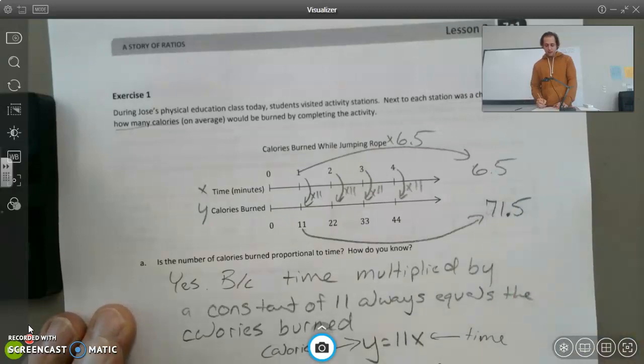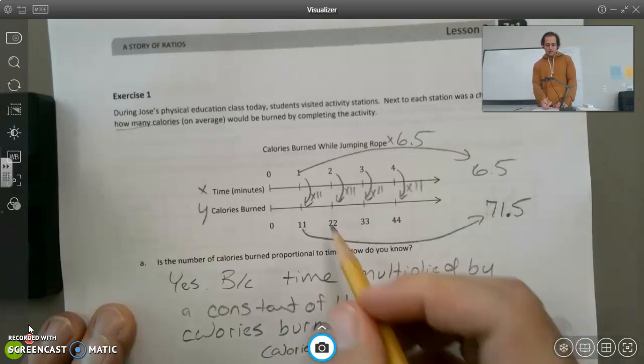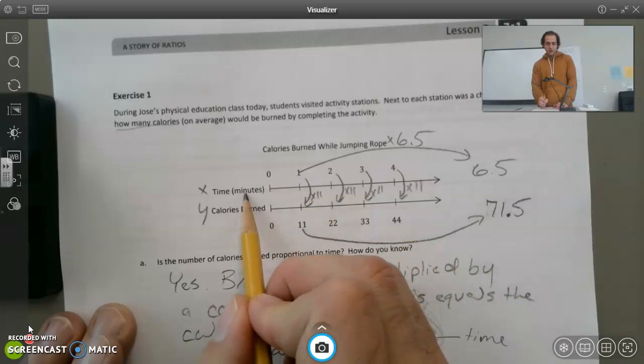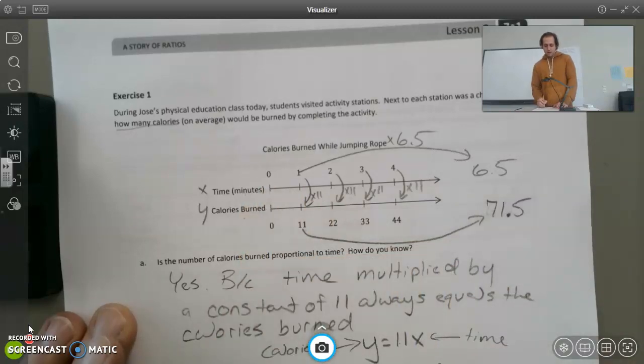Now the other way I would think about doing it is Y is equal to 11 times 6.5, right? Because we said that time is our X. So if I multiply time times 11, our constant of calories burned per minute, I'm going to get 71.5.